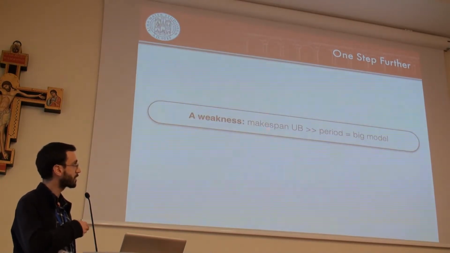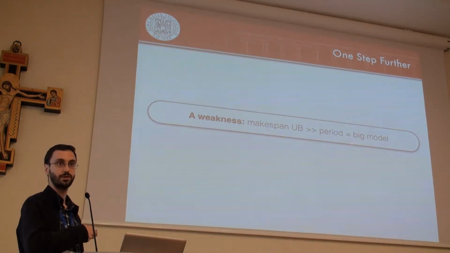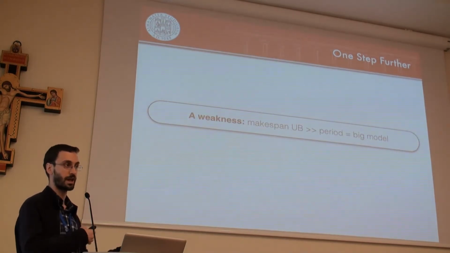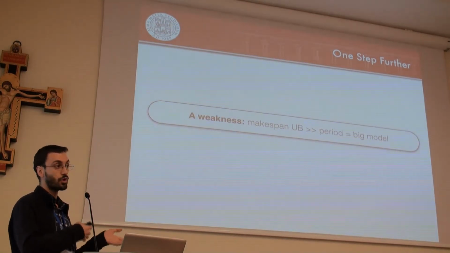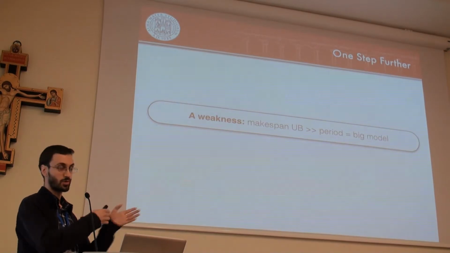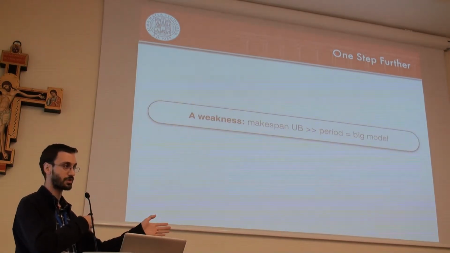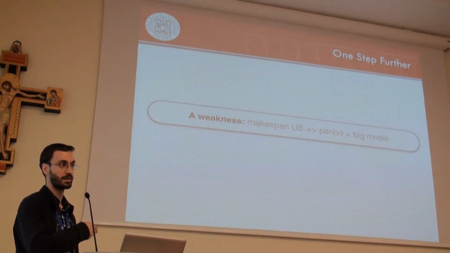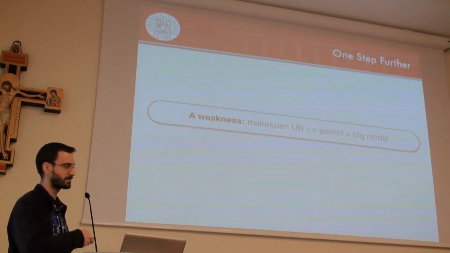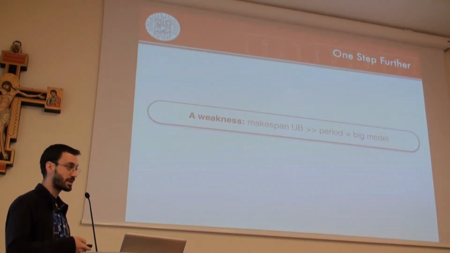If the makespan upper bound is much greater than the period, then you're going to need a lot of replicas. A lot of replicas means no more start times to be decided, because we have the synchronization constraint, but it means a lot of overhead. In practice, your approach will not be very effective. Can we do something smarter?